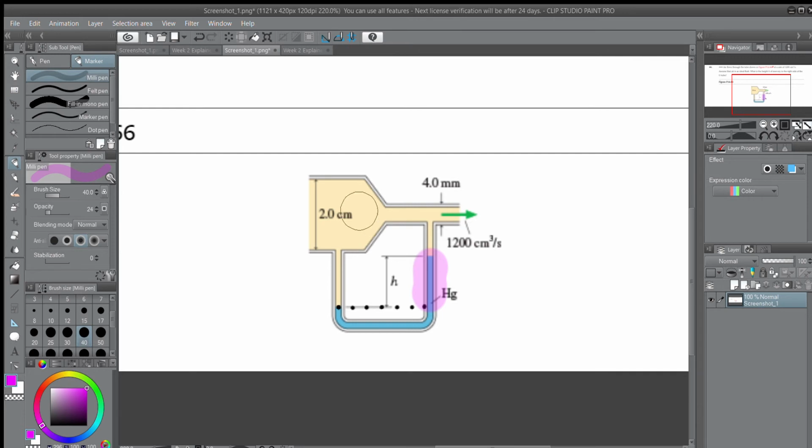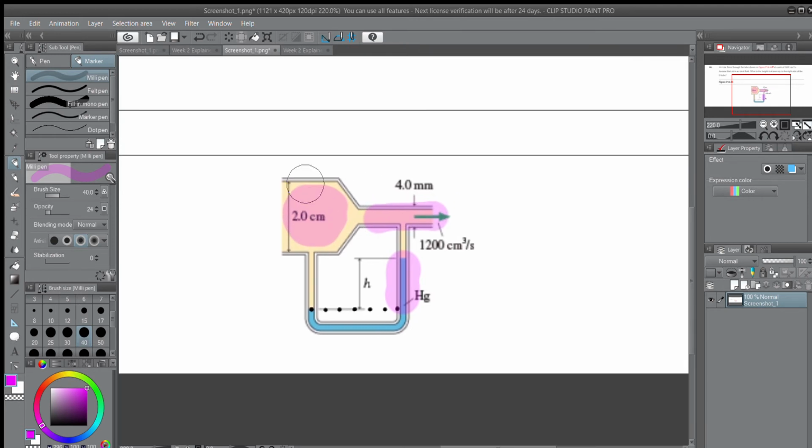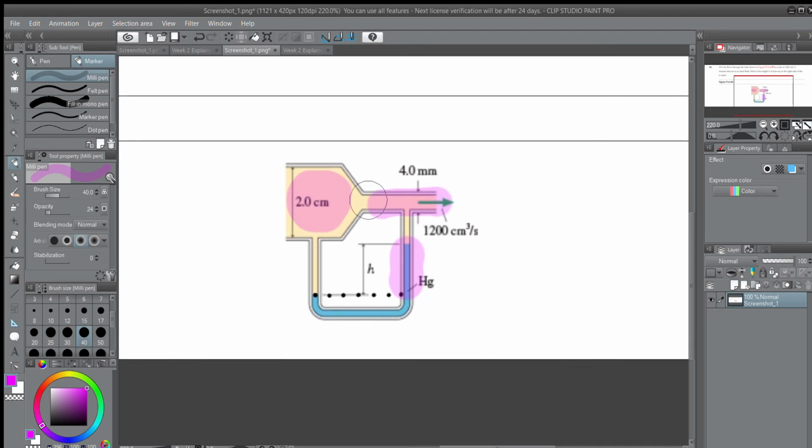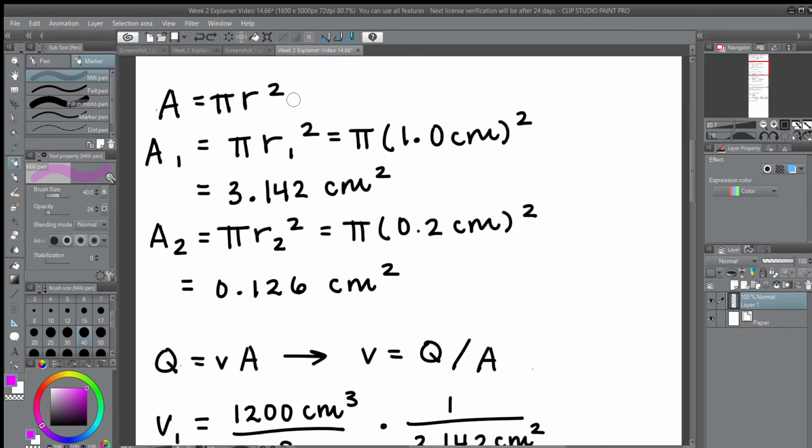The reason I wanted to find the area was because, looking at the system, I knew that there had to be a change in air pressure. The volume flow rate was remaining constant, but the areas of these two sides were changing, so there had to be some change in pressure there.